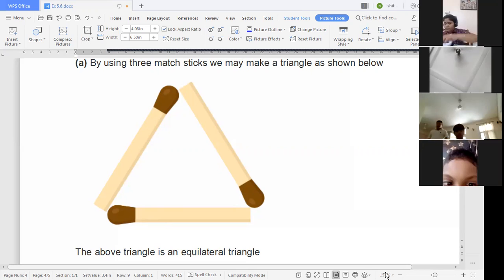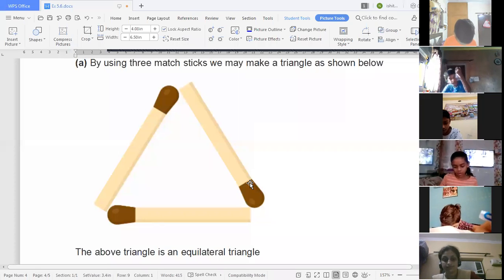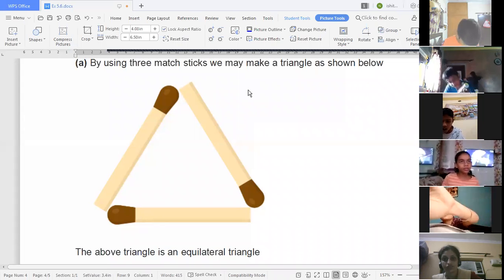What about rest of you? Take out the matchsticks and paste them with the help of Fevicol. 3 matchsticks make a triangle. Yes, Chitra, unmuted.